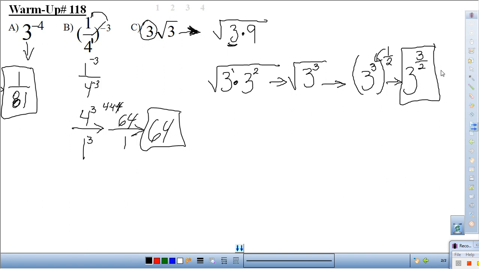Let's do another one just for the sake of practicing. Let's do example 1Q and write 5 times square root of 5.